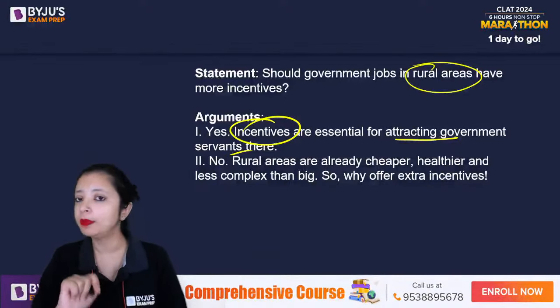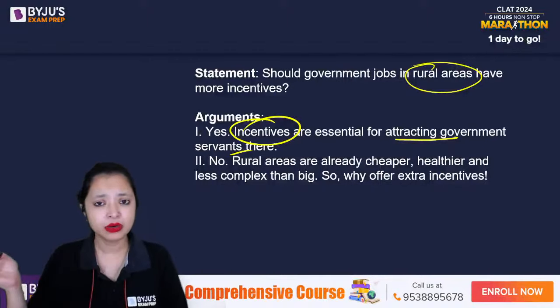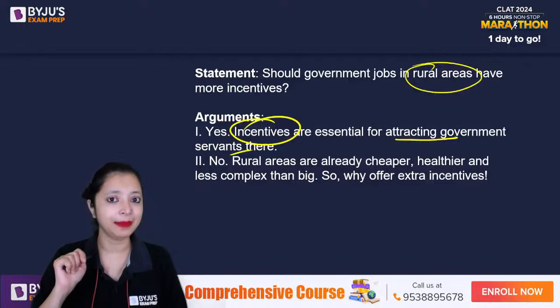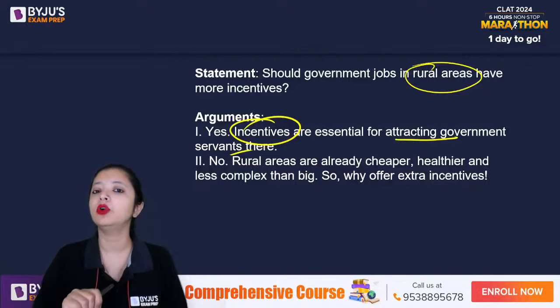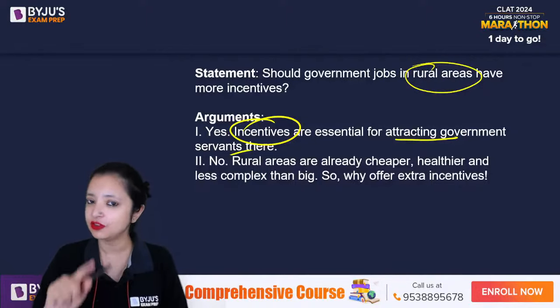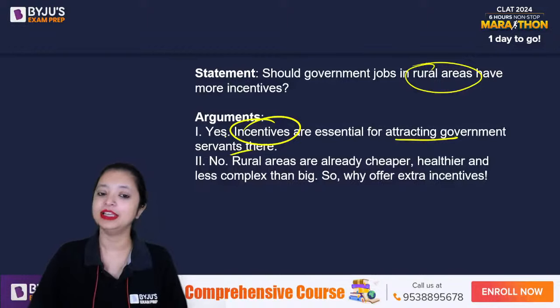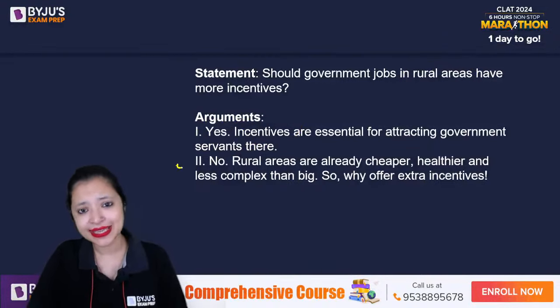Okay, we need more people in rural areas. People refrain from going to rural areas. Giving them incentive can make that happen. I can think about giving people incentives so that they are attracted towards working in rural areas. Thus, one is strong. Second, samajhte hain.